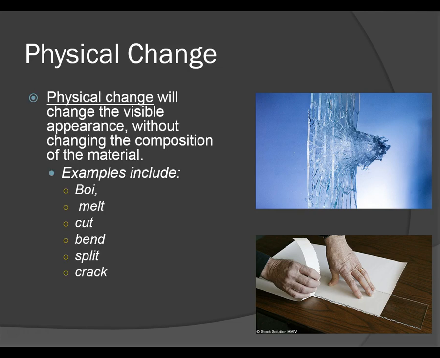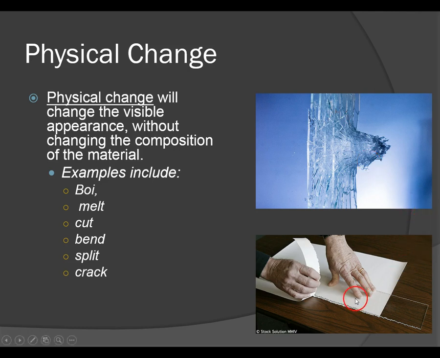Now, a physical change will change the visible appearance without changing the composition of the material, or changing what it's made of. So if we look at our diagrams, our pictures here to the side, notice that the glass is being broken, it's being shattered. Now, although we're looking at it and we're seeing that the pieces are being broken into very, very small chunks and shards, that would be very dangerous, we're noticing that it's all still glass. So there's been no change to the actual material other than the shape that we find it in.